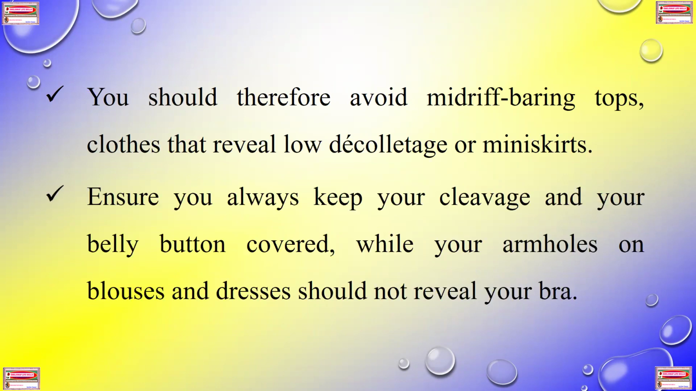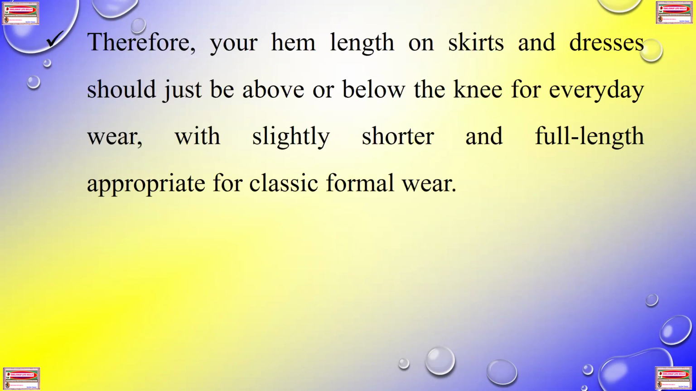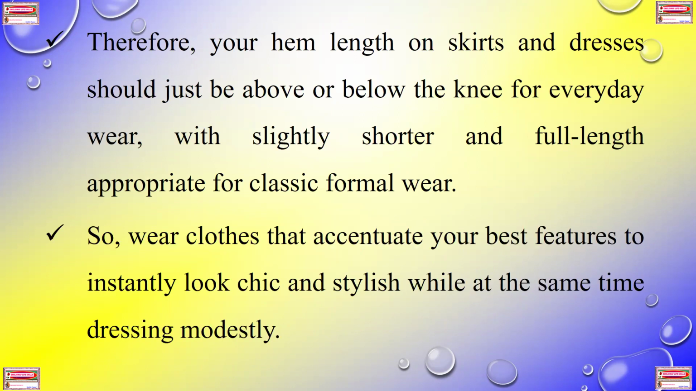Ensure you always keep your cleavage and your belly button covered, while your armholes on blouses and dresses should not reveal your bra or your armpit hair. Therefore, your hem length on skirts and dresses should just be above or below the knee for everyday wear, with slightly shorter and full length appropriate for classic formal wear. So, wear clothes that accentuate your best features to instantly look chic and stylish, while at the same time dressing modestly.